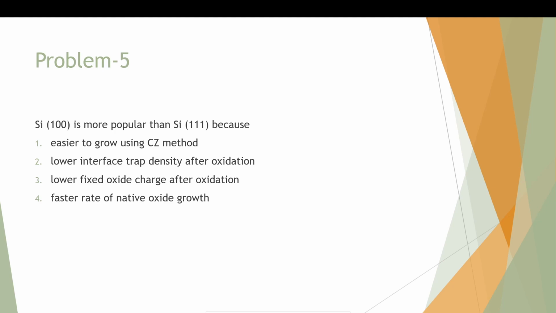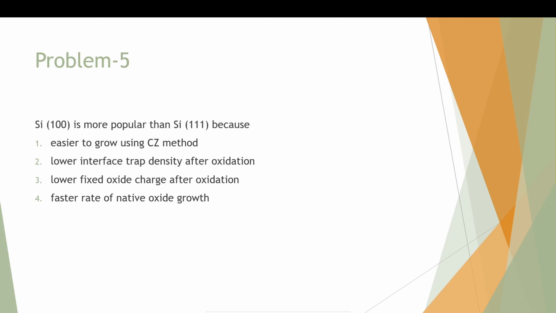So yeah, silicon 100 is more popular in the CMOS industry compared to silicon 111. Why is that the case? So the option they have given is it's easier to grow using the CZ method. So is it true that we can easily grow silicon 100 but it's more difficult to grow 111? No, ma'am. No, right? So yeah. Why do you say so?